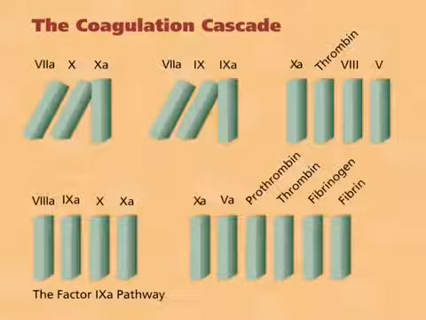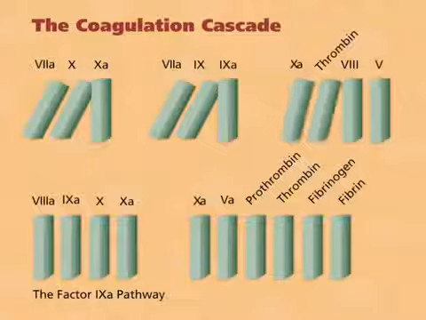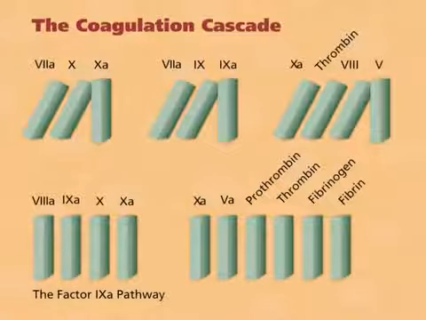Further factor Xa, to allow hemostasis to progress to completion, can now only be generated by the factor IXa pathway. By this stage, though, enough thrombin has been generated by the factor Xa to activate factors VIII and V, which both act as potent catalysts.